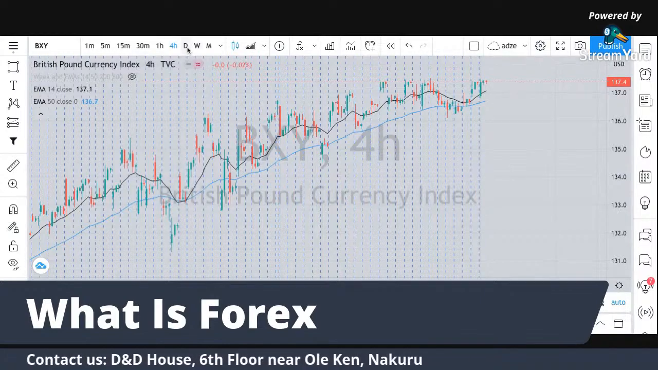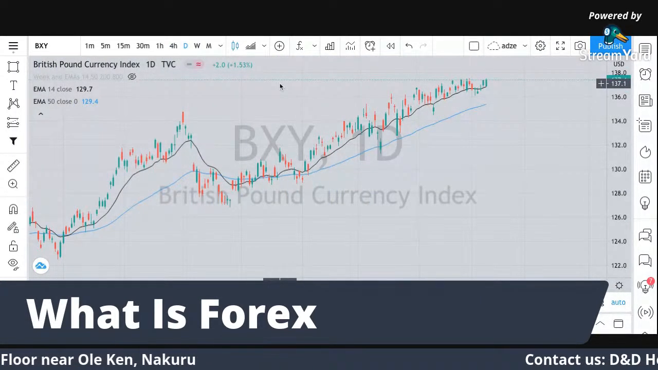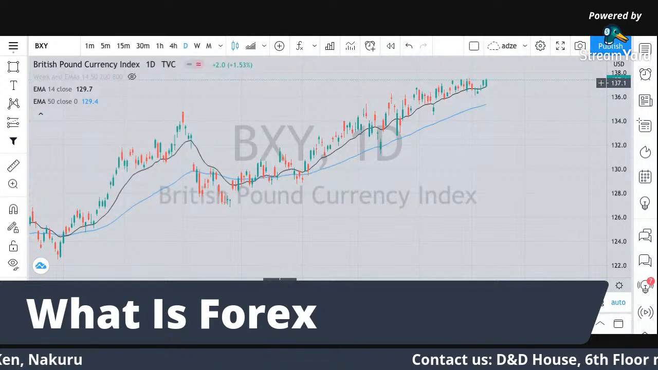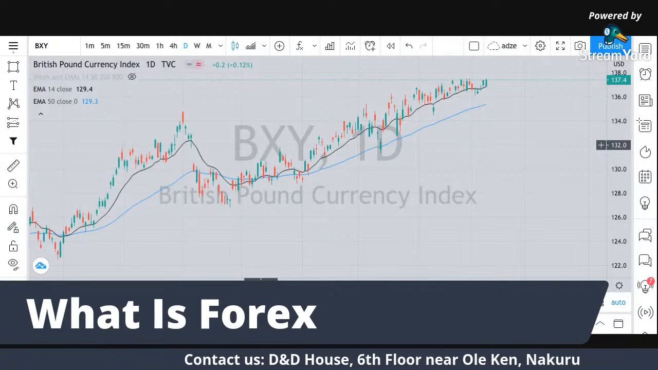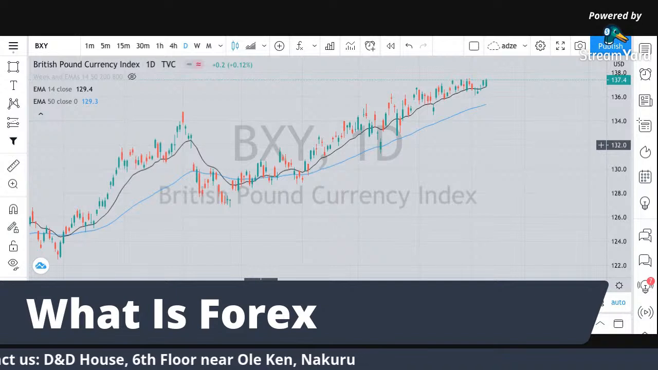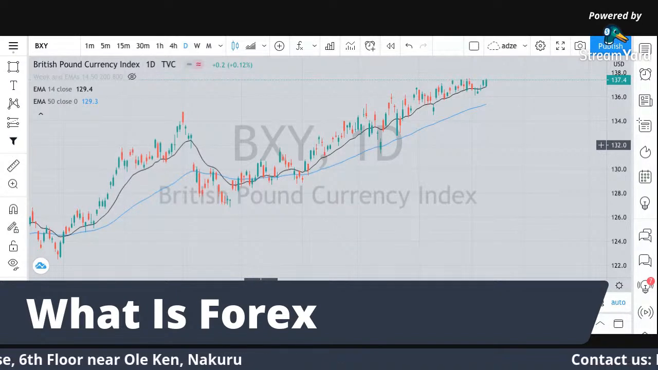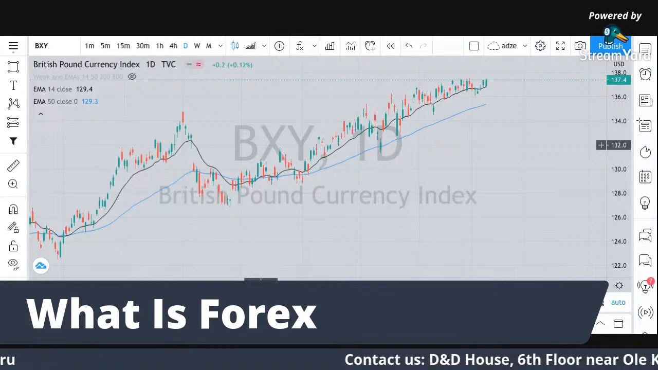Let's look at the daily. Look at this price. This is generally what is making the pound pairs to be in a bull run. The pound economy is doing well. The British pound, that is the British economy. So therefore, the pound is also strong.